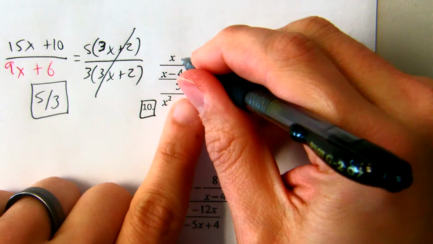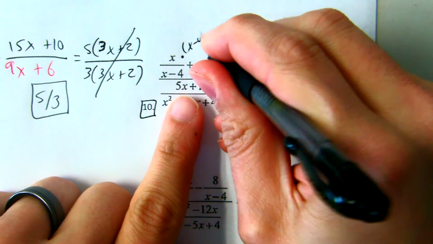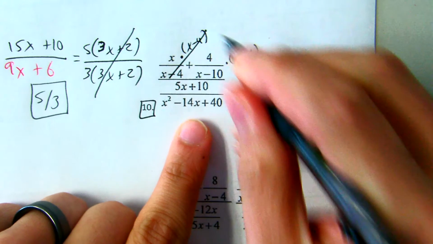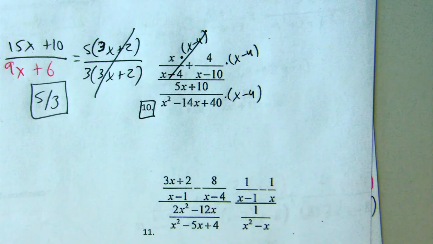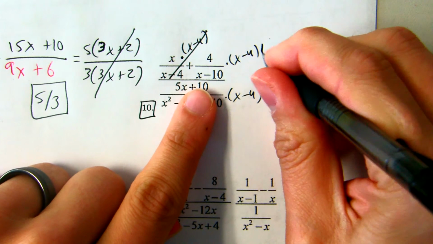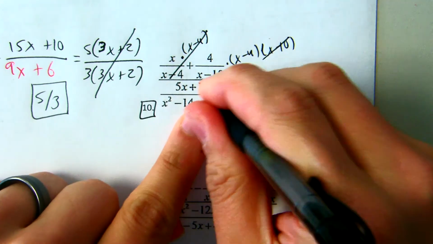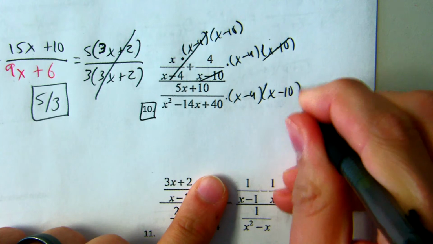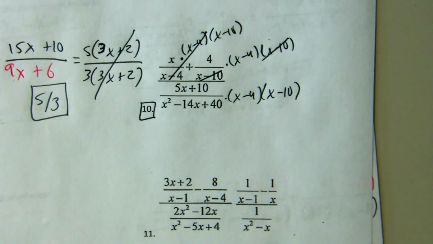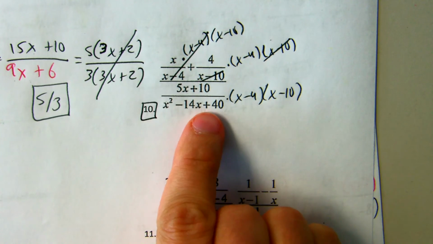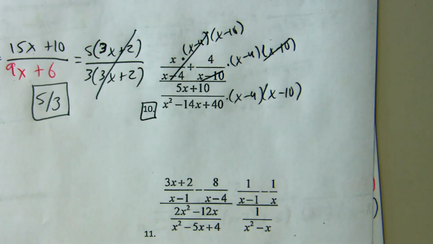So I know I'm going to want to multiply this by x minus 4, because I want these to cancel. So I know everything's going to get multiplied by x minus 4. I know I want this to be multiplied by x minus 10 because I want these to cancel. And mathematically, you could multiply them all by x squared minus 14x plus 40, but it's going to get really messy and hard to simplify your answer down in the end.